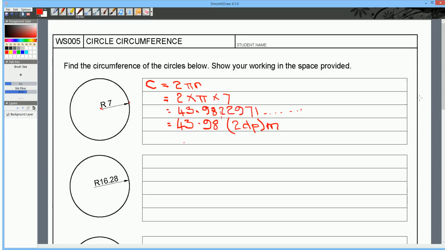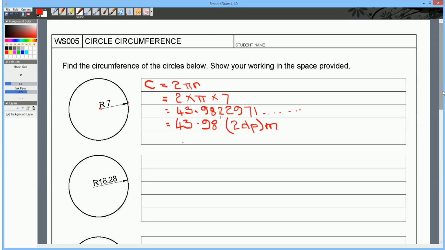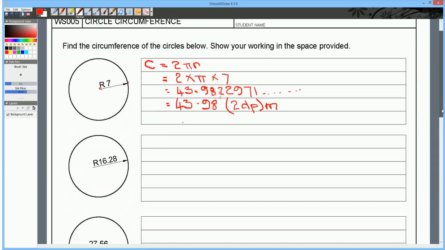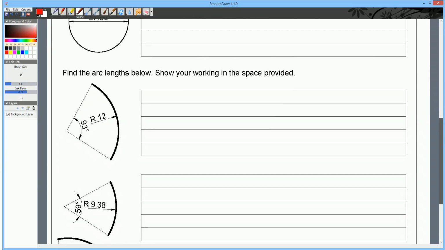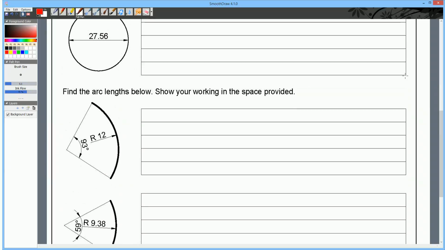Now let's move on to the next one. I've got 2 different types of example here. I'm just trying to move down the page. Here it is, this one here. Okay, so here we have an arc, and we can see that that's a fraction of a circle. So the plan here is to work out the circumference of the whole circle, and this is the arc that we're going to work out here.